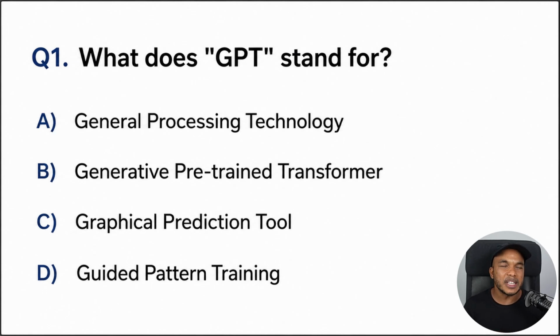All right, so question number 1, let's get you all warmed up. What does GPT stand for? A, General Processing Technology. B, Generative Pre-trained Transformer. C, Graphical Prediction Tool. Or D, Guided Pattern Training. Your 10 seconds begins now.